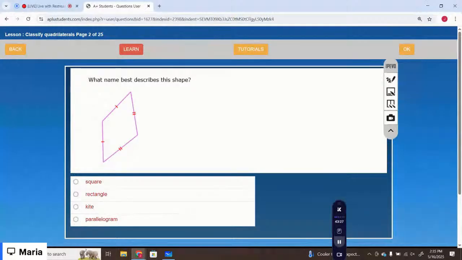What name best describes this shape? Square, rectangle, kite, and parallelogram. The correct option is kite. Option number three is the correct option.